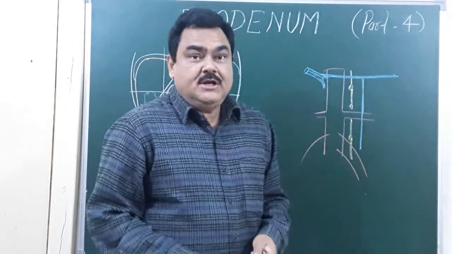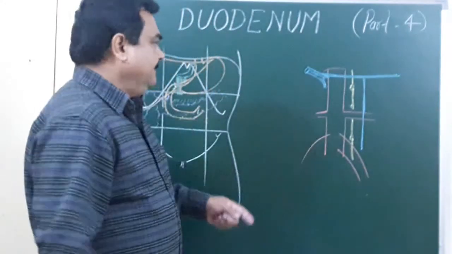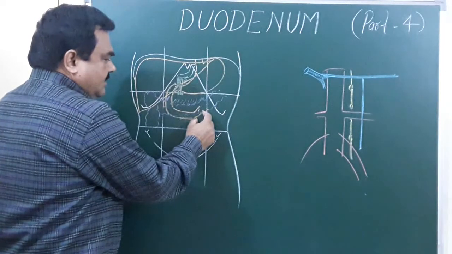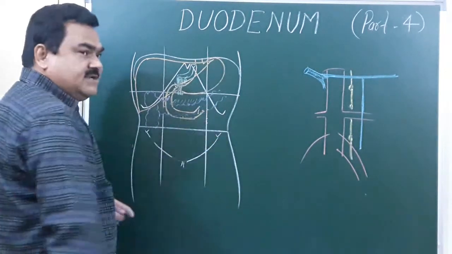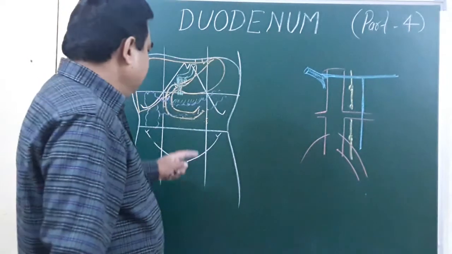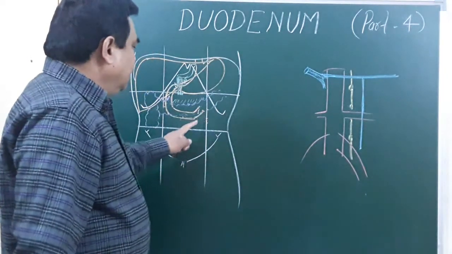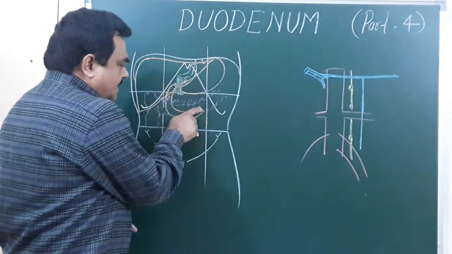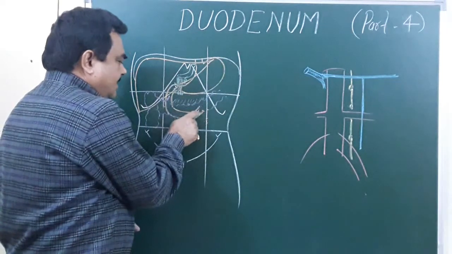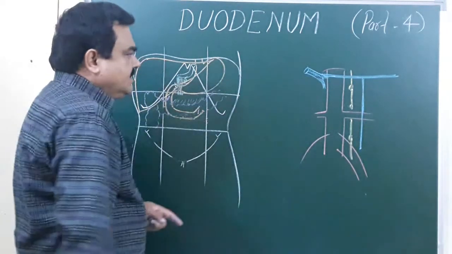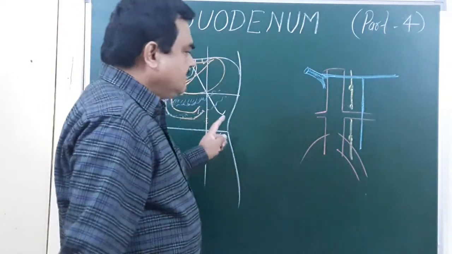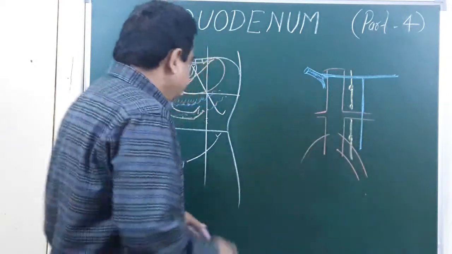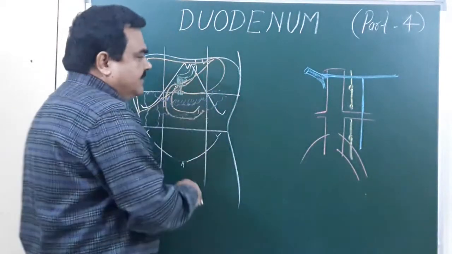Now we discuss the duodenum part 4. This is the fourth part. Its length is about 2.5 centimeters. The distal end of this is movable, and the rest is retroperitoneal. That's why the rest is fixed. Now the posterior relation of this structure, lying behind it.